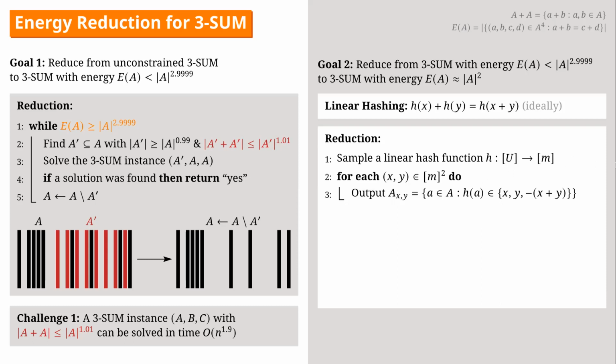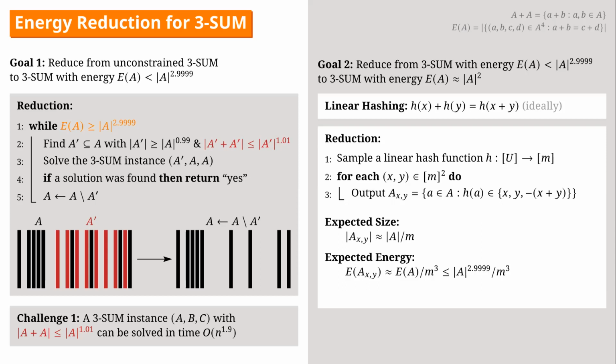What we will analyze instead here is how the energy of these instances behaves. Well, first, how does the size of these instances behave? We have essentially subsampled our instance with rate roughly 1 over m, because we only considered a constant number of buckets out of m many. So the expected size of each instance is roughly |A| divided by m.